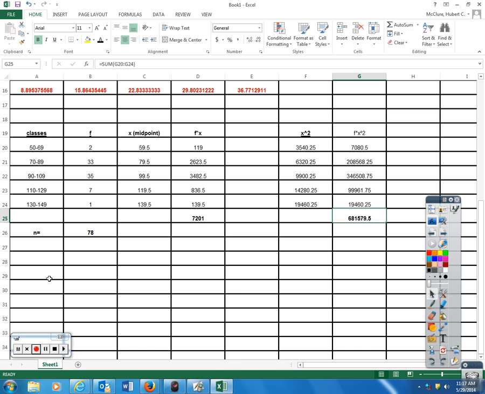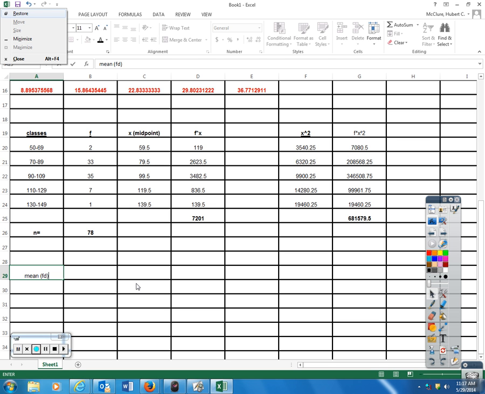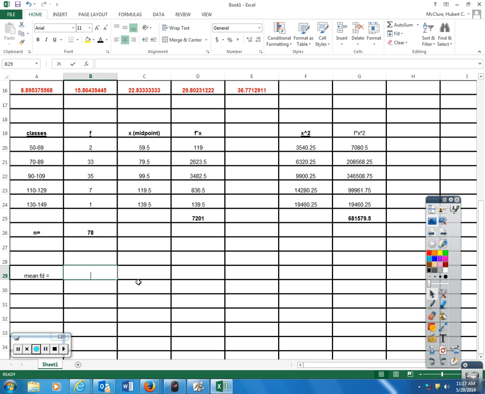Now, the formula for the mean, so we're going to call this mean of a frequency distribution, is equal to, well, I don't like to use that equal. Oops. Mean of a frequency distribution is equal to the summation of f times x, right there, divided by the summation of x. And there is our mean of our IQ scores. There's the average. About a 92 IQ score is average.